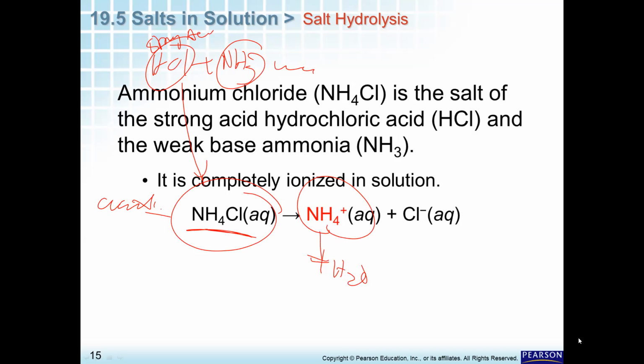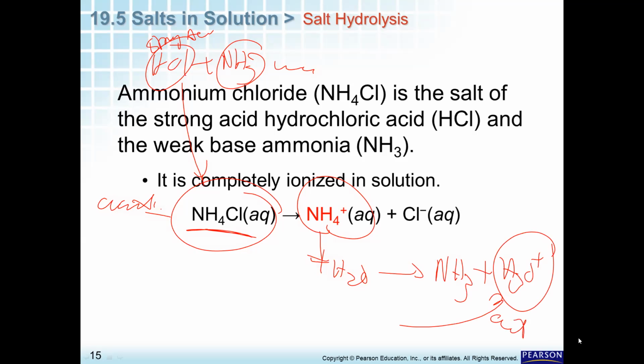It will give the water a hydrogen, not attract from it. So that will produce what? It produces ammonia after losing the hydrogen, plus the H3O plus. What is this one? That is H plus, right? So that's why this is an acidic solution.